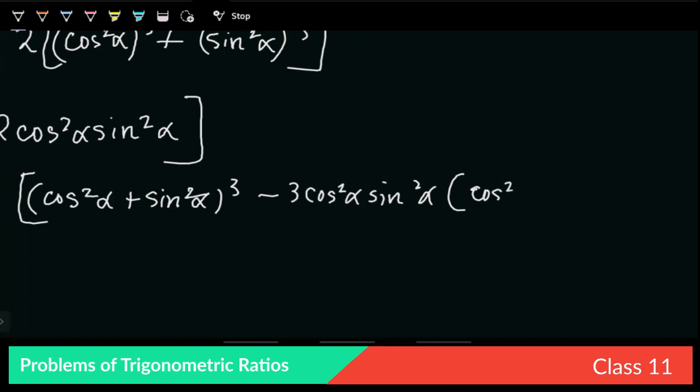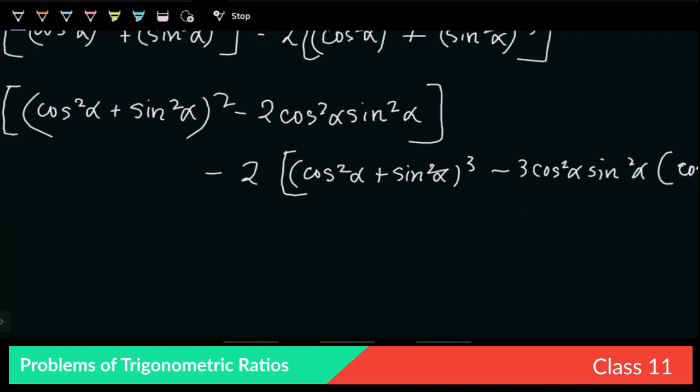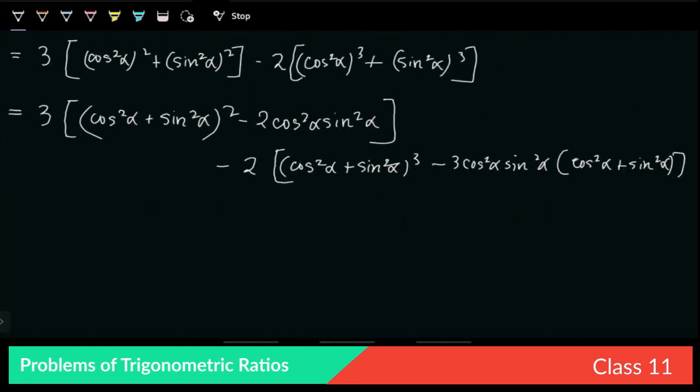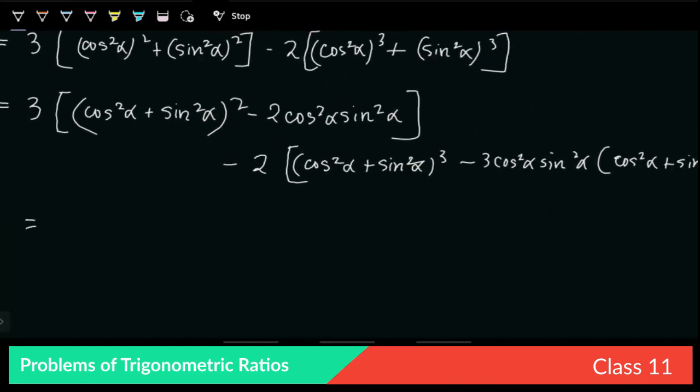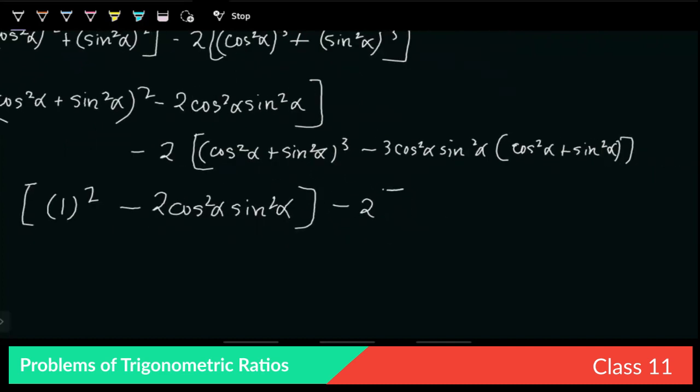So what is a plus b? It is cos square alpha plus sine square alpha. We all know that sine square alpha plus cos square alpha is 1. So in place of cos square alpha plus sine square alpha, we can write 1. So it is 1 whole square minus 2 into cos square alpha into sine square alpha, minus 1 cube minus 3 into cos square alpha into sine square alpha.